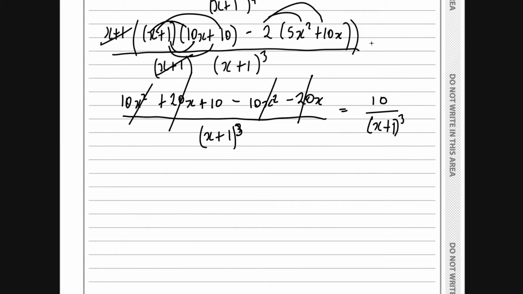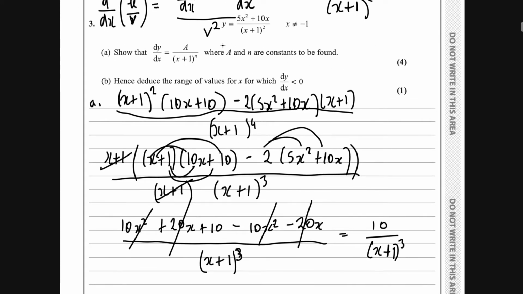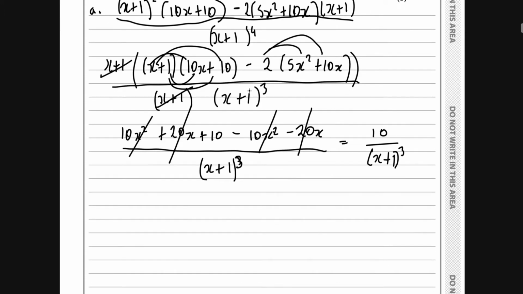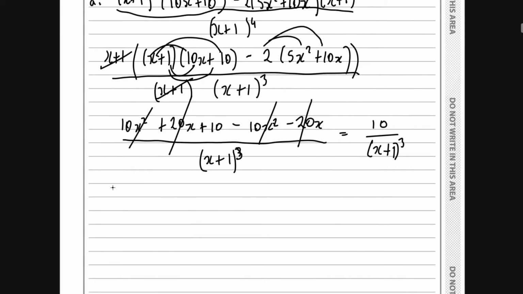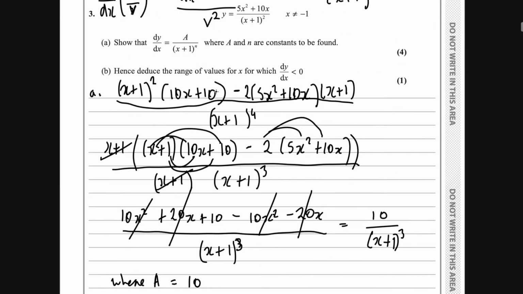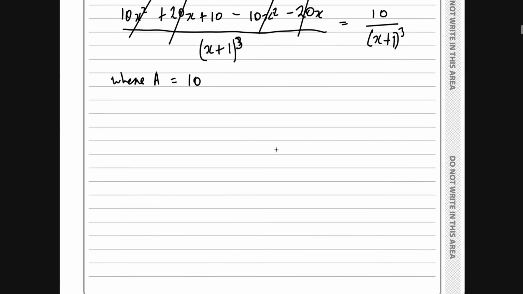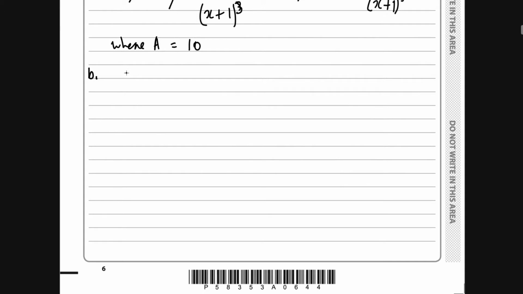And what we find is that this fits the exact form that we're asked to put this in, where a equals 10. Part B, we're asked to deduce the range of values for x for which dy over dx is less than 0. So we want, for part B, 10 over x plus 1 cubed to be less than 0. In other words, we want this expression to be negative.